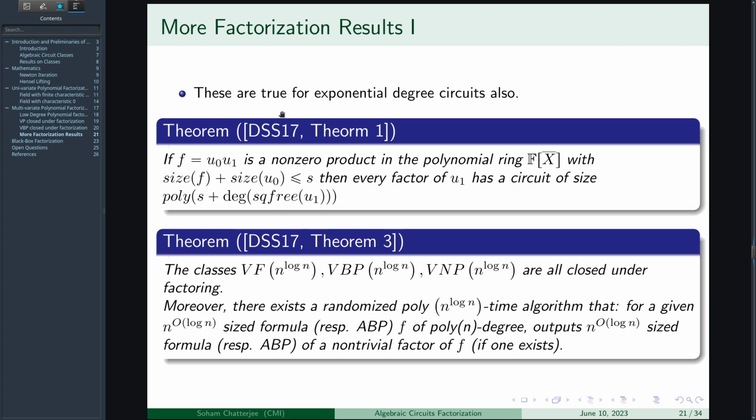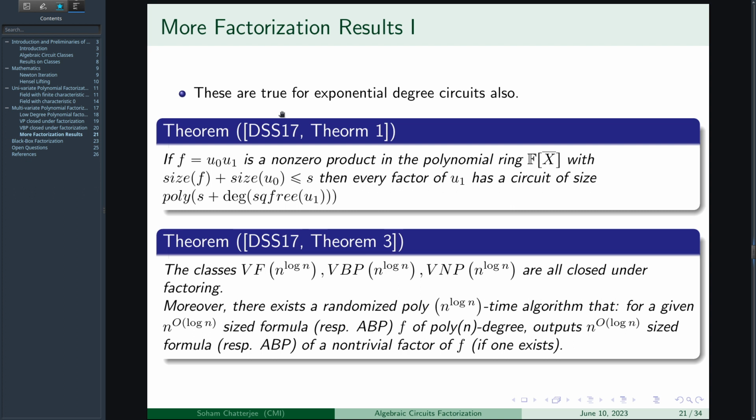Now here are some more factorization results: if f equals u0 times u1, and the sizes of f and u0 are bounded by s, then you have a polynomial size for u1, polynomial in s plus the degree of the square root part of u1. And it is even true for exponential circuits. That's actually what makes it a much more important result.